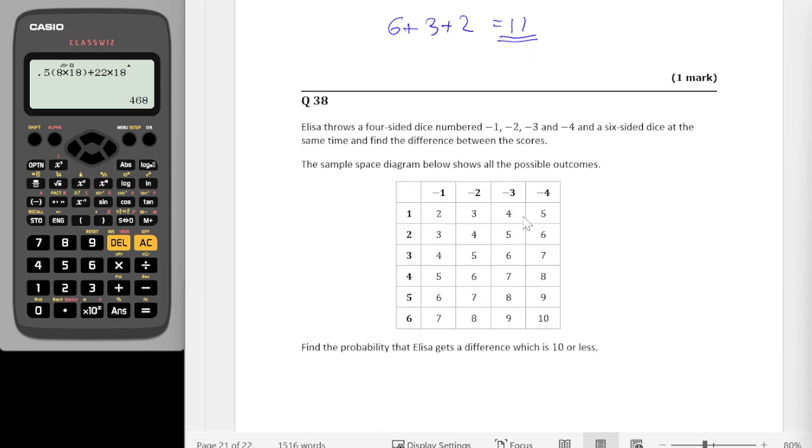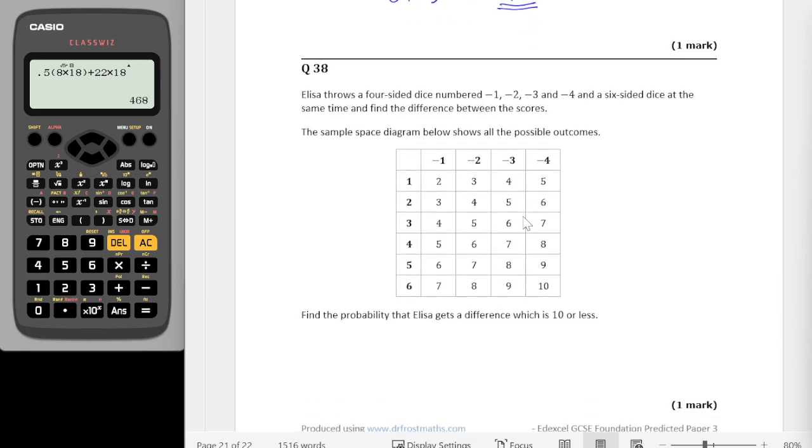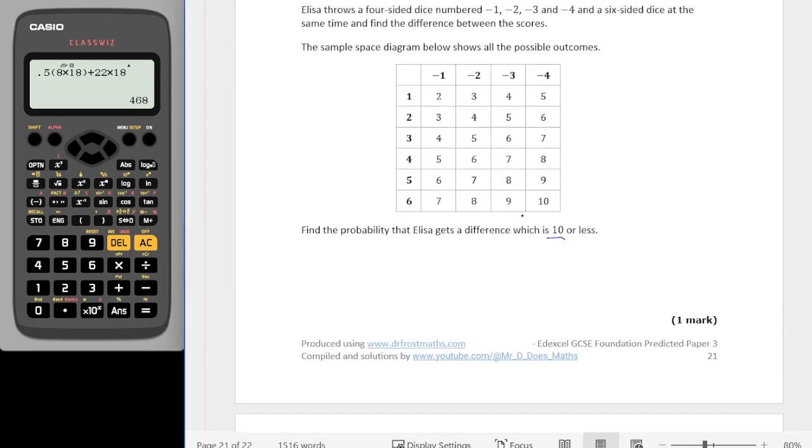Okay, question 38. Eliza throws a 4-sided dice numbered -1, -2, -3, -4 and a 6-sided dice at the same time and finds the difference between their scores. So find the probability that Eliza gets a difference which is 10 or less. Okay, so 10 or less. So all of them. So we've got 24 out of 24. So that's just going to be 1. Certain.